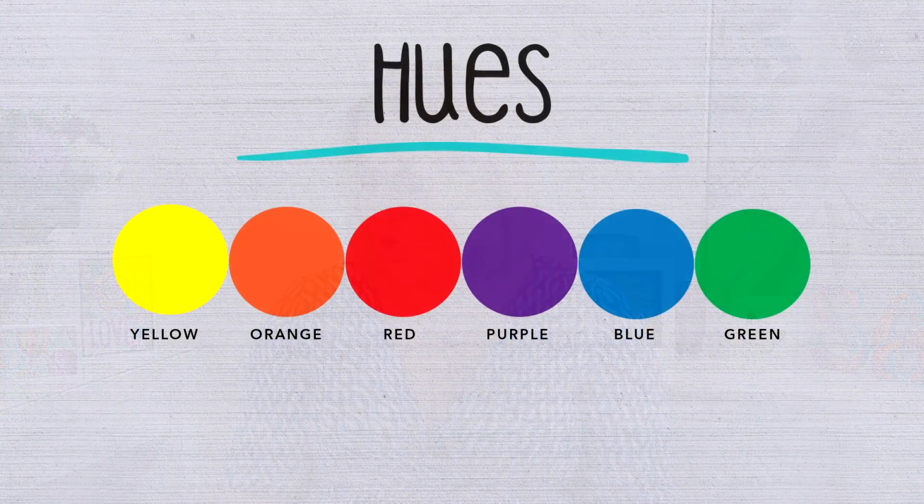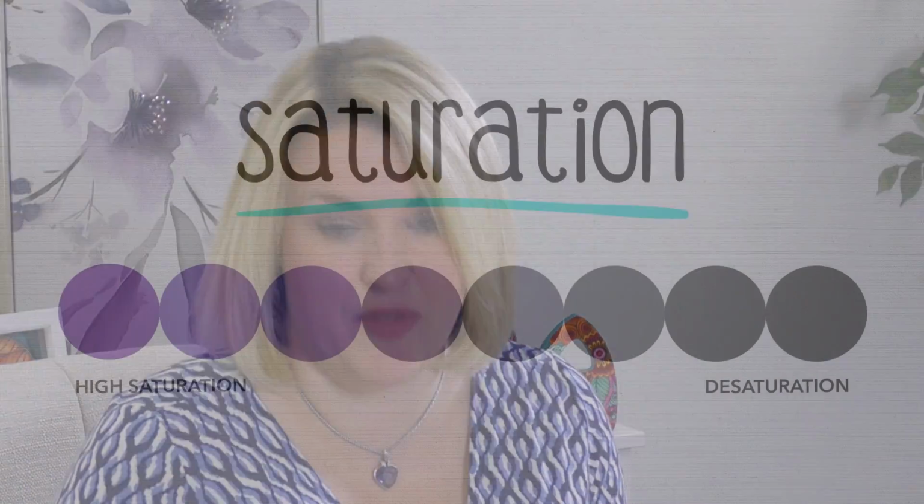So, first of all, a hue. A hue is the name of the colour. So red, green, blue, yellow, that is the hue. If you ever hear me referring to hue, it's just another way of saying the name of the colour.